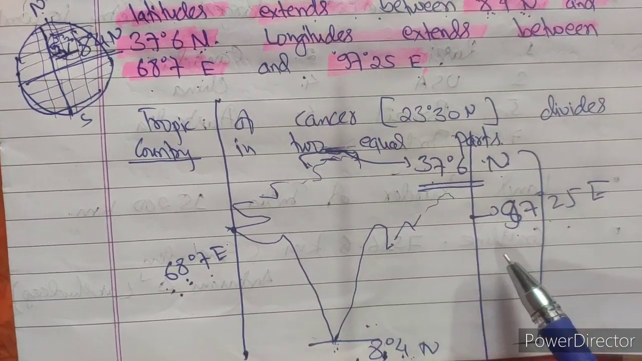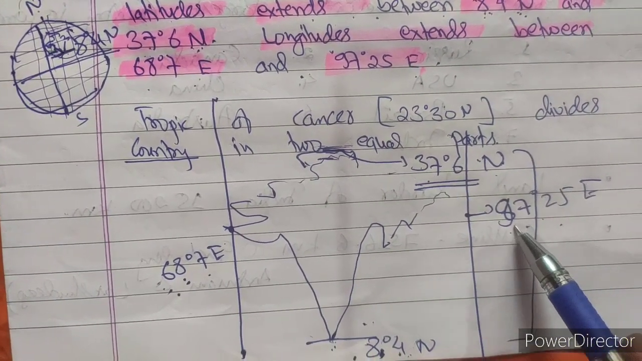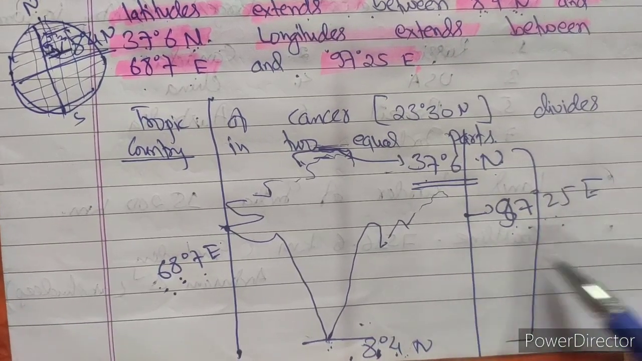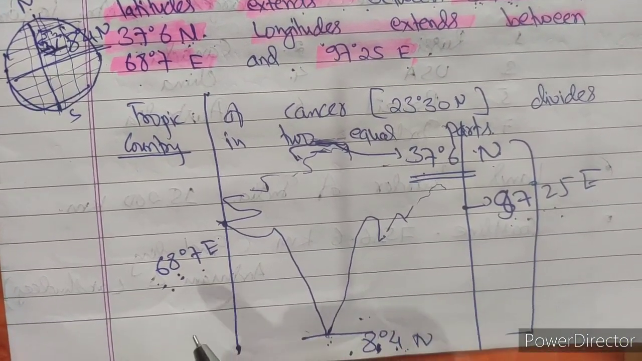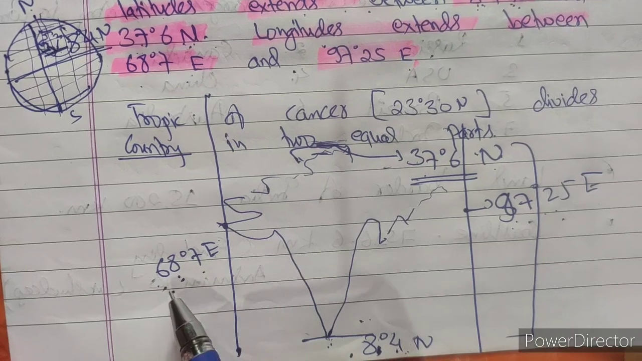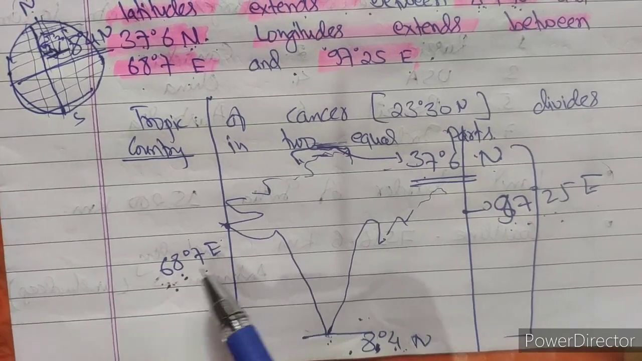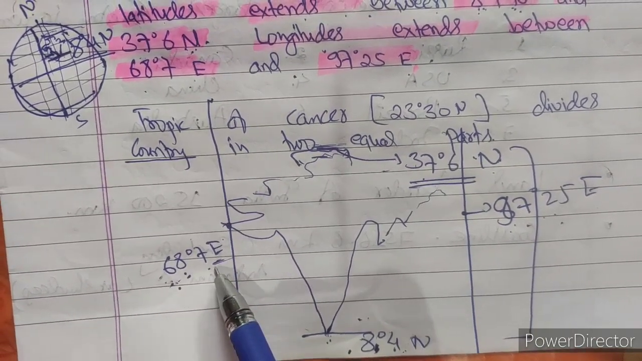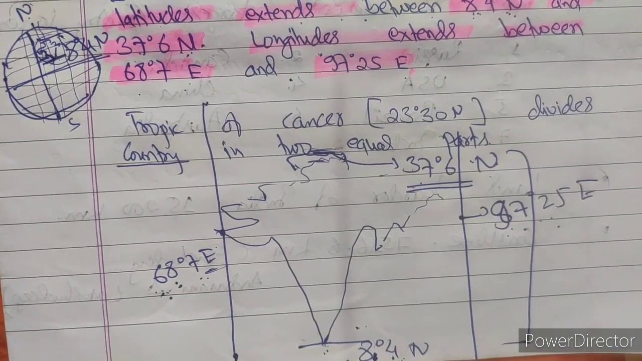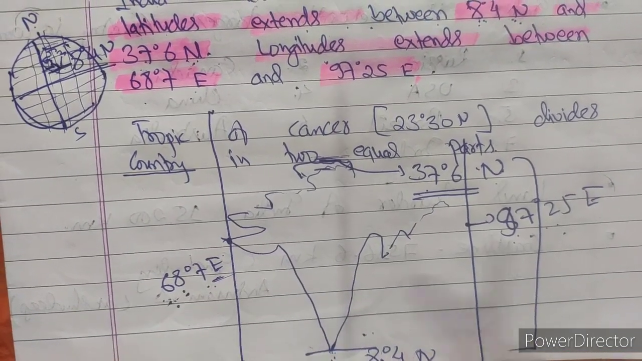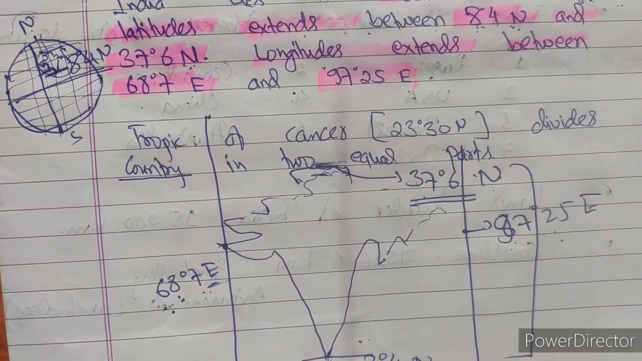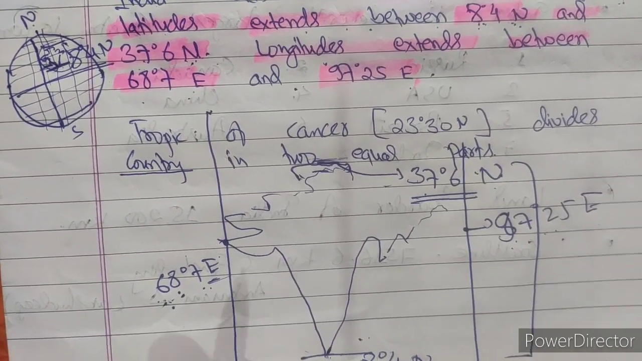India's easternmost point is 97 degrees 25 minutes east. And when we say India's westernmost point, though it is the westernmost point, it is still on the east side, so 68 degrees and 7 minutes east. Okay, so this will be the position of India. If you have a map or globe at home, you can go through it. That will be much easier.